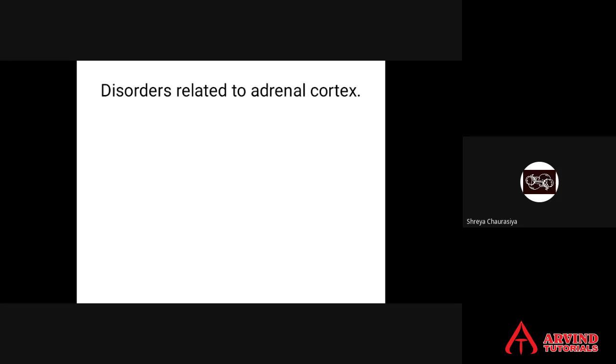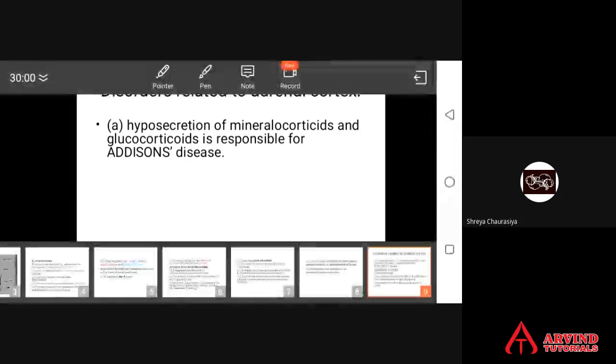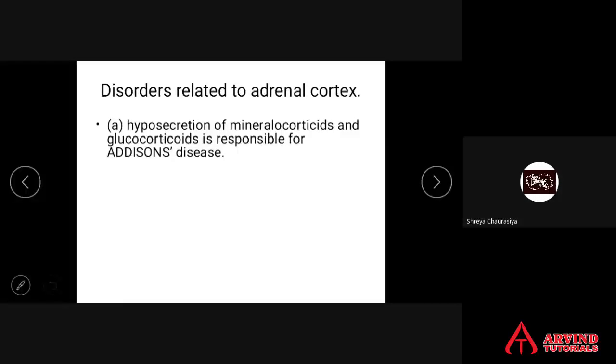Now, disorders related to adrenal cortex. Hyposecretion of mineralocorticoids and glucocorticoids is responsible for Addison's disease. If there is lesser production, hyposecretion of mineralocorticoids and glucocorticoids, it is responsible for Addison's disease. It's a very important one. Objective type questions on this have come many times in examinations.